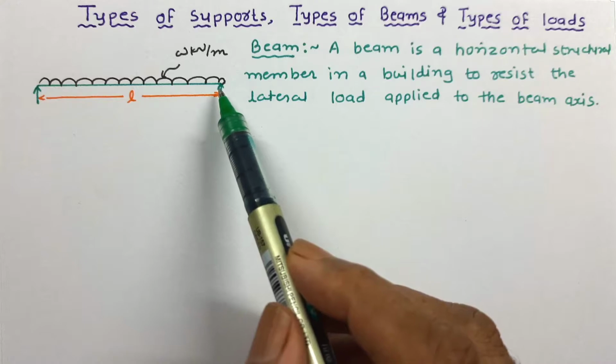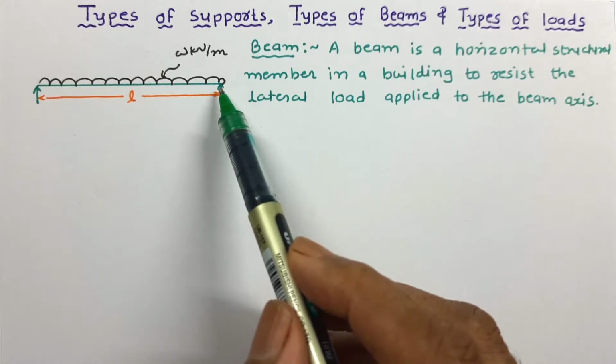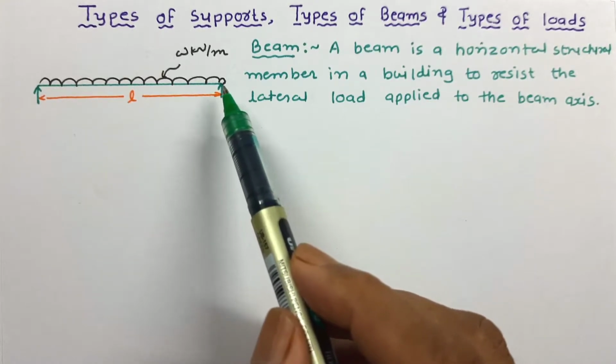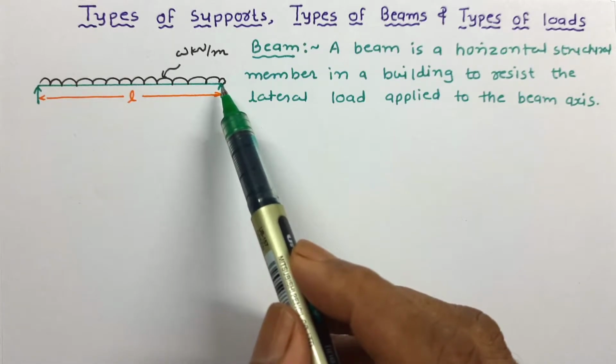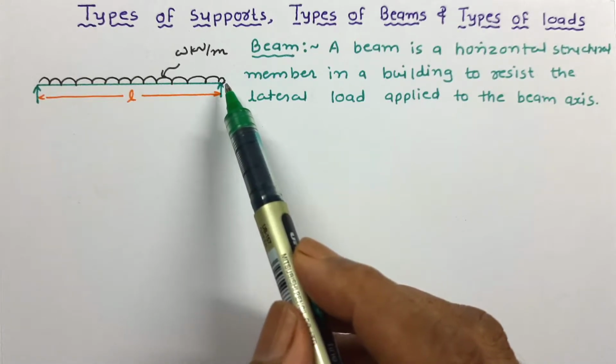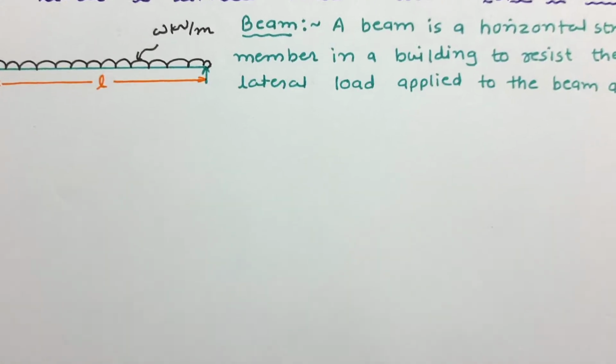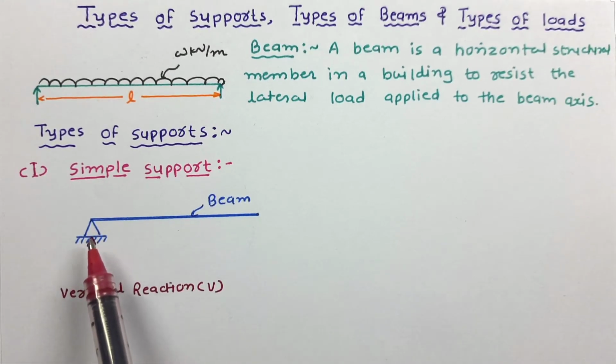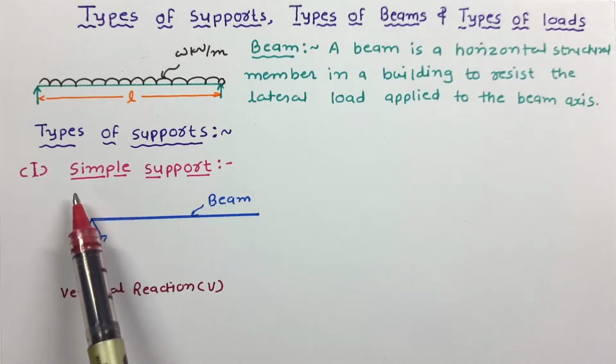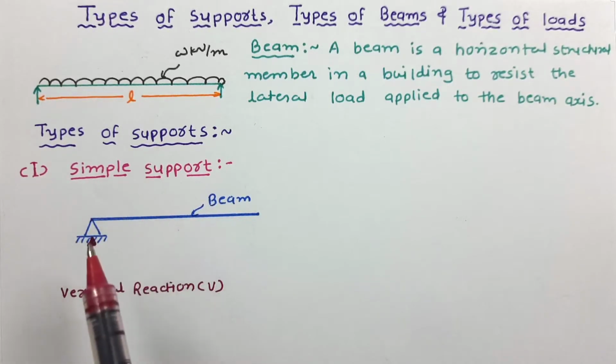Beam supports the slab. The load from slab is taken by beam and this load is transferred to the column. Now let us see types of supports. In types of support, let us start with the first, that is simple support.